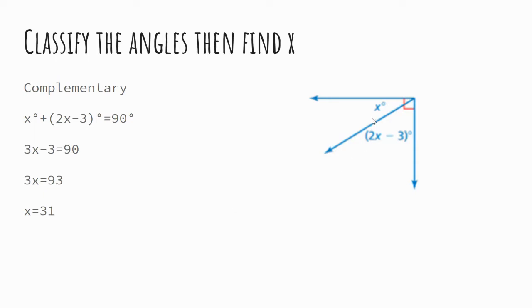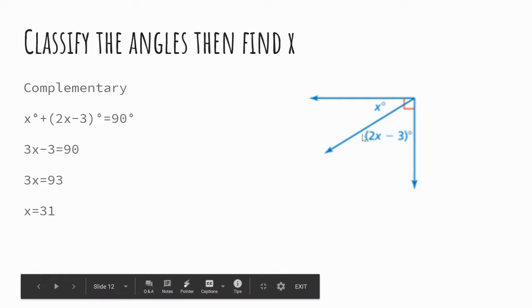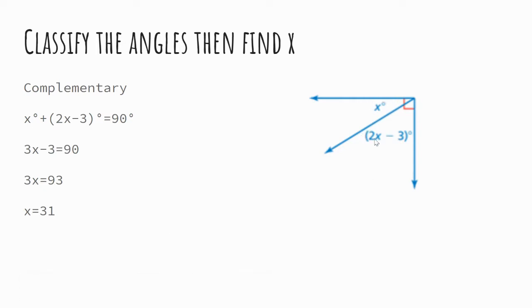So now if the question asks, do I solve for x? It's 31. Find the angle measures. Well, this would be 31 degrees. This would be 62 minus 3, which is 59 degrees.